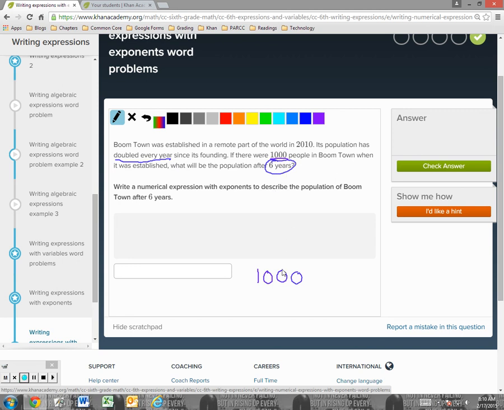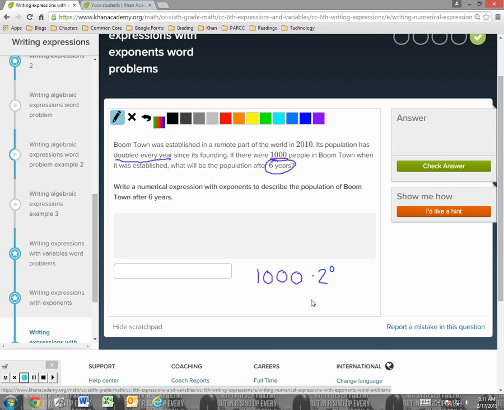Okay. Now, if I know that after 1 year, let's think about that first year of Boomtown, and we're doubling, so we're timesing by 2. 2 to the first, or what do we say, 2 to the 0 power? What's 2 to the 0 power? Isn't that just 1? So 2 times 1,000 would give us what? 2,000? Now, how many years is it going to double for?